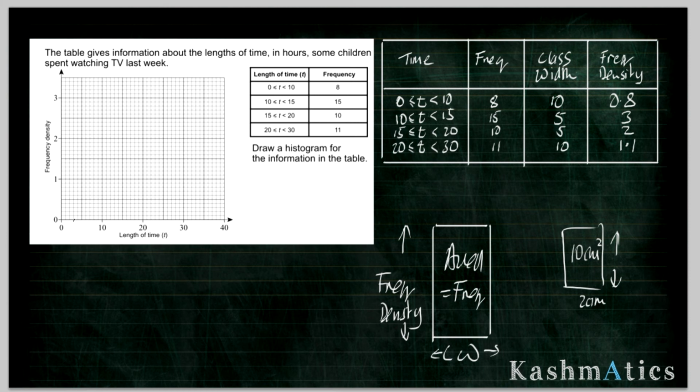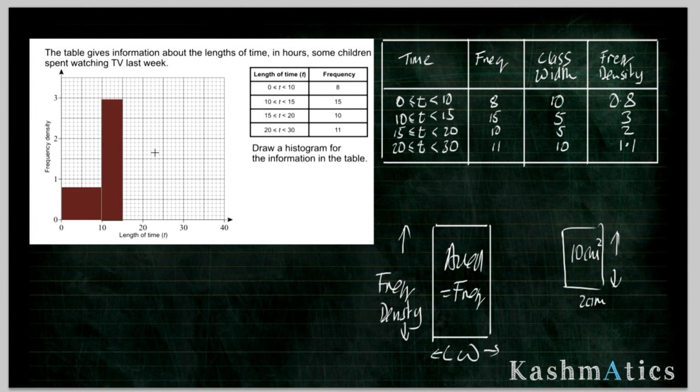Let's just use my rectangle tool. Where's it gone? Here we go. Right. So the first one goes from 0 to 10. It's got a height of 0.8. So let's just draw that here. 0.8 would be sort of there. That's your first bar. The second bar goes from 10 to 15 and has a height of 3, so that would be something like that.